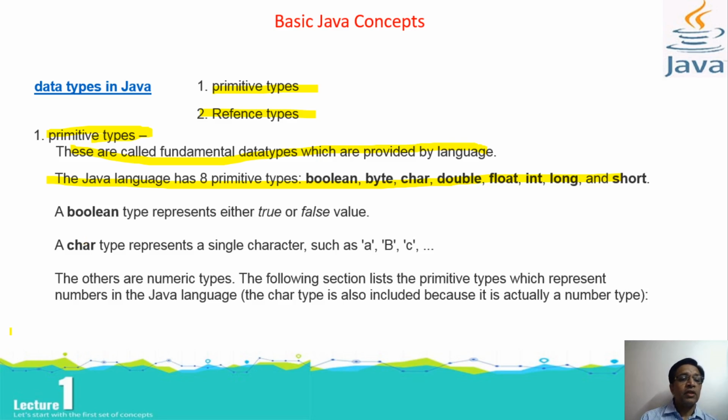Now we'll talk about the boolean data type. It is either true or false. A character can be any single character enclosed in single quotes, and there are other numerical data types we'll discuss in the next part.